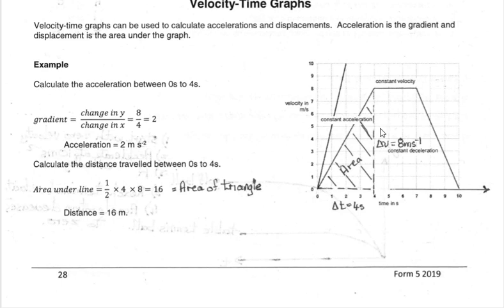So it's this area here, and that's the area of a triangle, so you can say a half times the base times the height, half times the base, which is 4, times the height, which is 8, so that's that area.